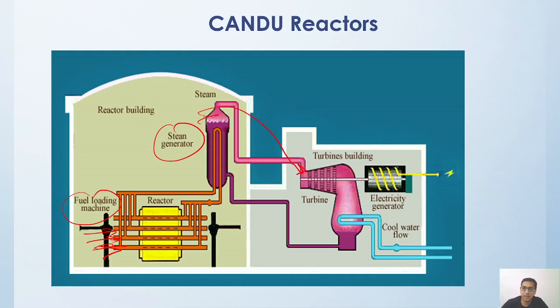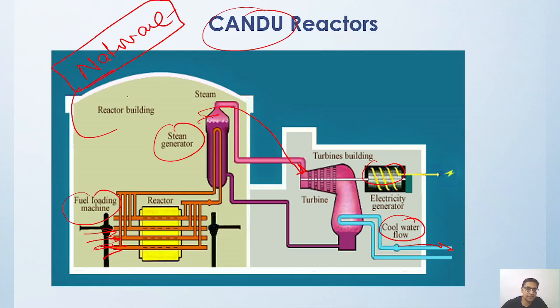This turbine will be running the generator, and here cool water flows, and again it will be utilized. This water will be further utilized. So here in the CANDU reactor, we are utilizing natural uranium. Powdered uranium is put under the pellets and then stored inside this.